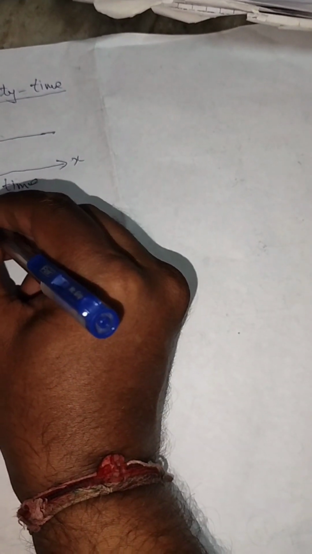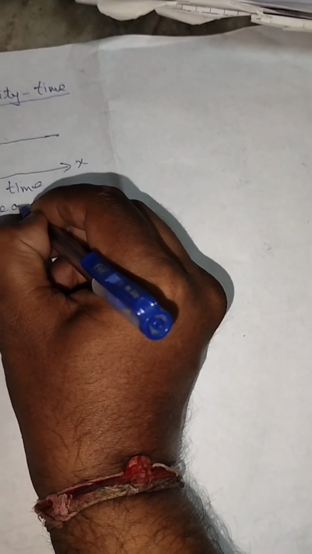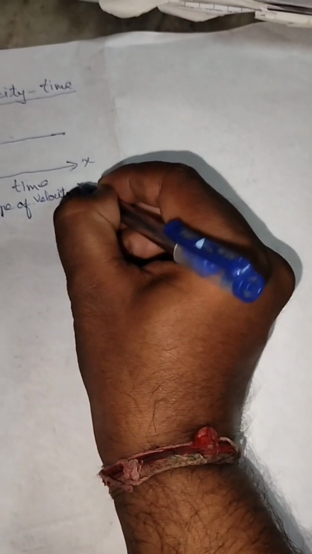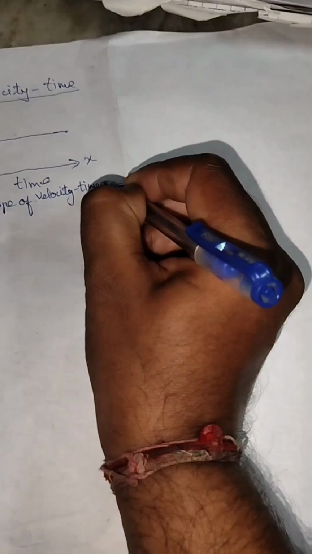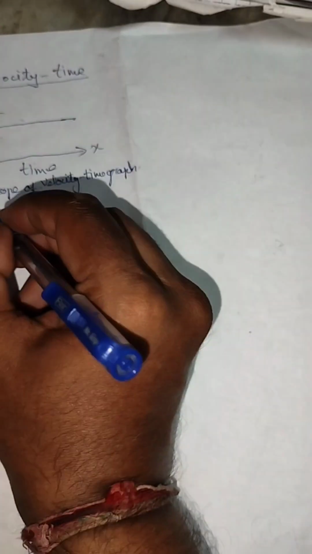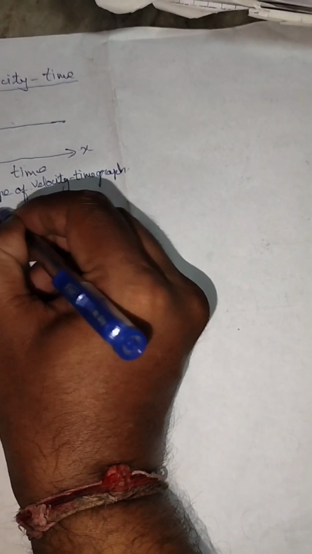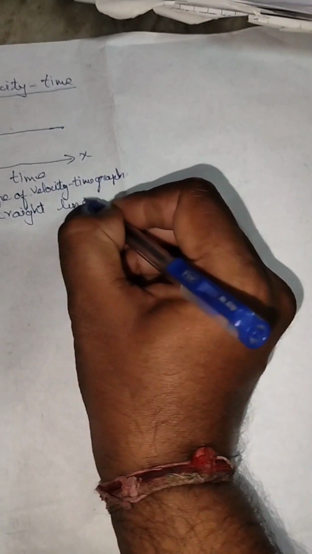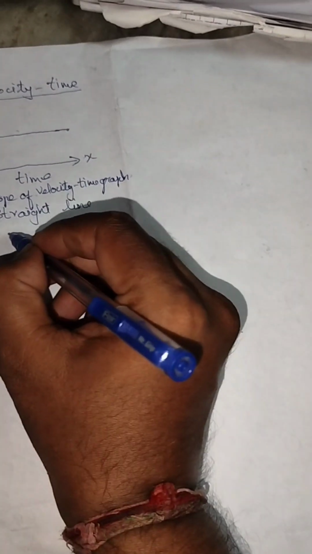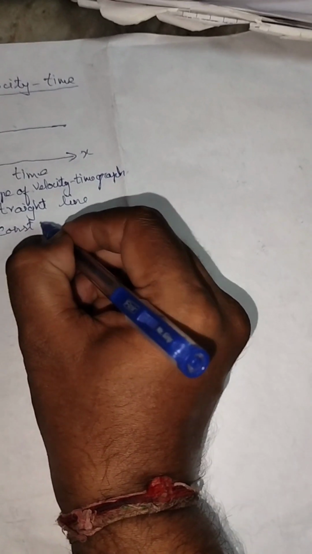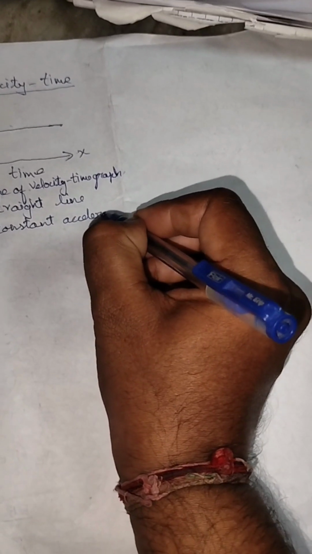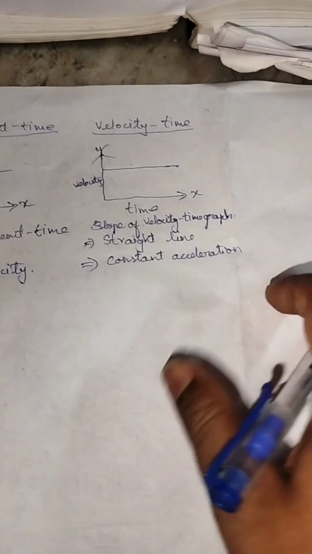So what do you understand from the slope of the velocity time graph? How would you behave with the velocity time graph? First, it is a straight line. The second thing we have to understand is that it is a constant acceleration.